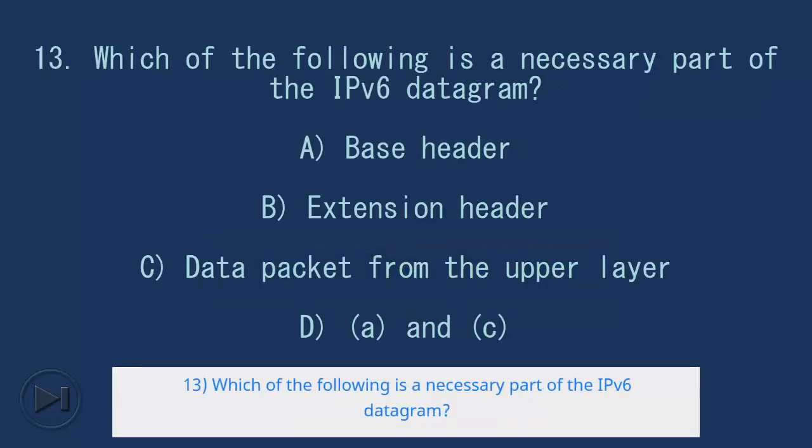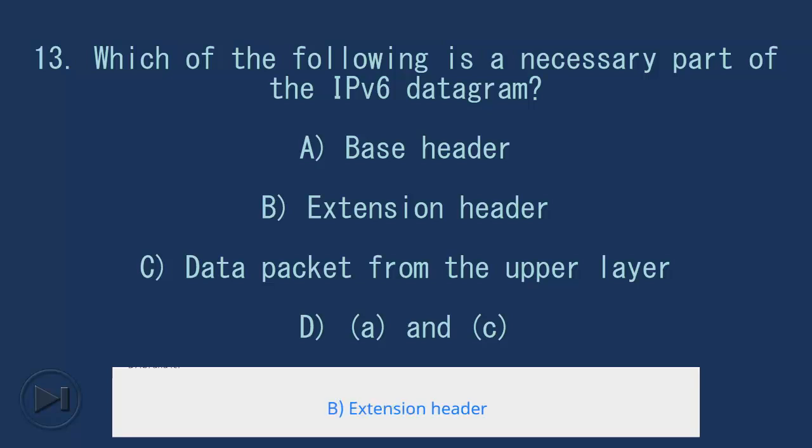13. Which of the following is a necessary part of the IPv6 datagram? A. Base header. B. Extension header. C. Data packet from the upper layer. D. A and C. Answer, A. Base header.